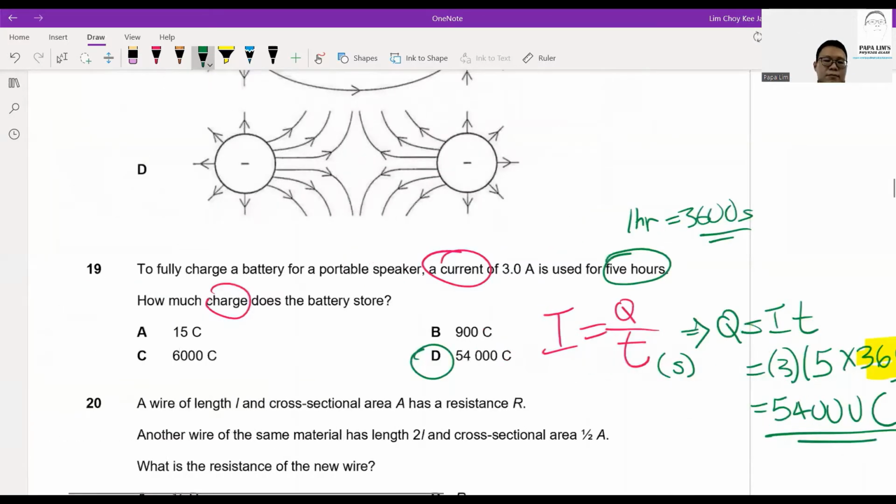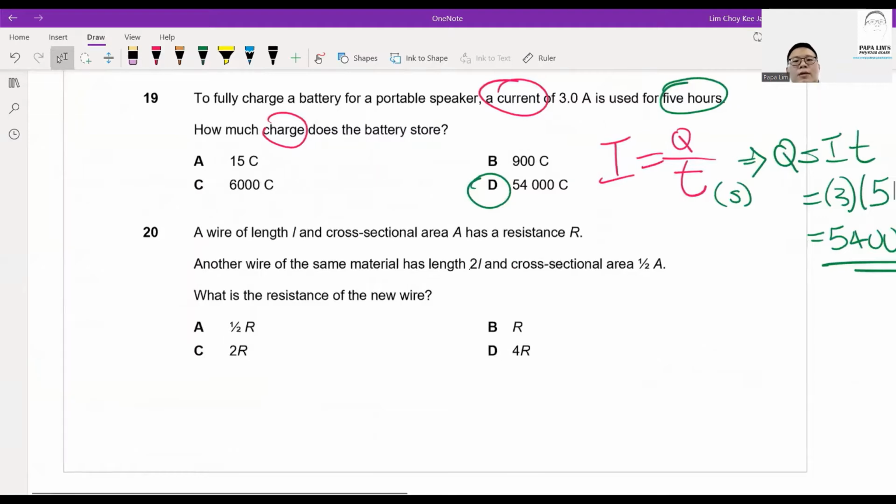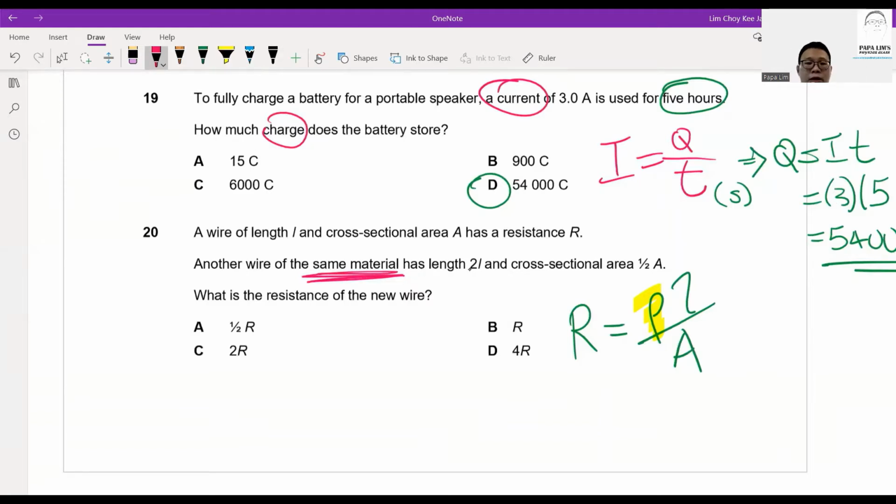Now, the last question. The formula we are looking at is the resistance formula, R = ρL over A, where ρ refers to the resistivity. You'll find that it is the same wire, the same material, so the resistivity will be the same and will remain unchanged. The length will be 2 times. The area of the object will be half.